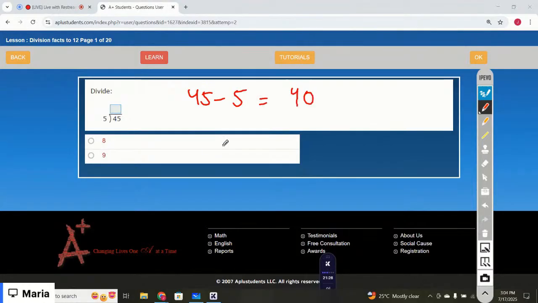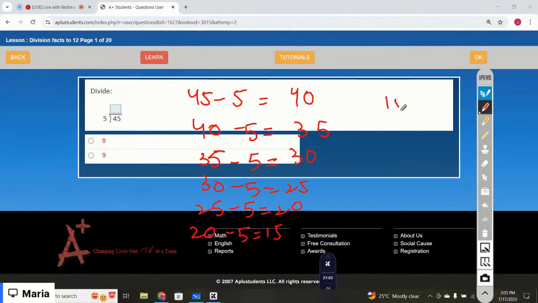45 minus 5 is 40. 40 take away 5 is 35. 35 take away 5 is 30. Then 30 take away 5 is 25. 25 minus 5 is 20. 20 minus 5 is 15. 15 minus 5 is 10. 10 minus 5 is 5. And 5 minus 5 is 0.